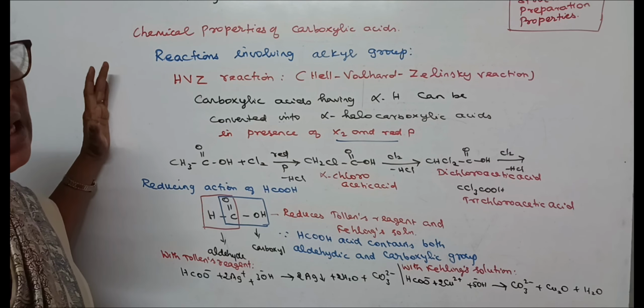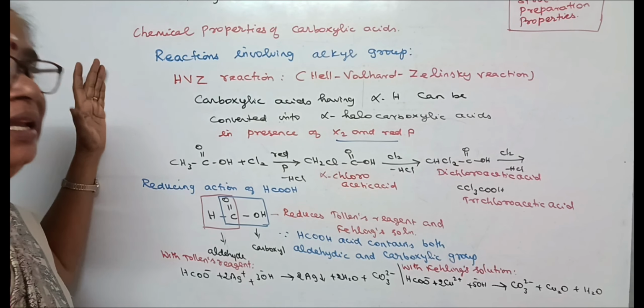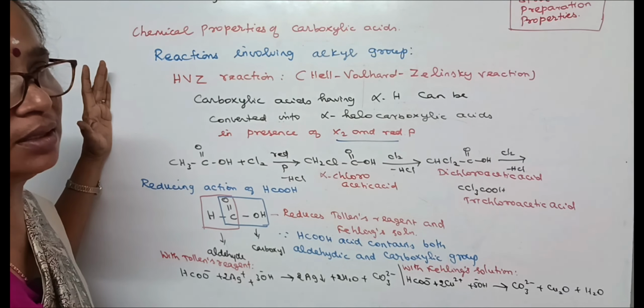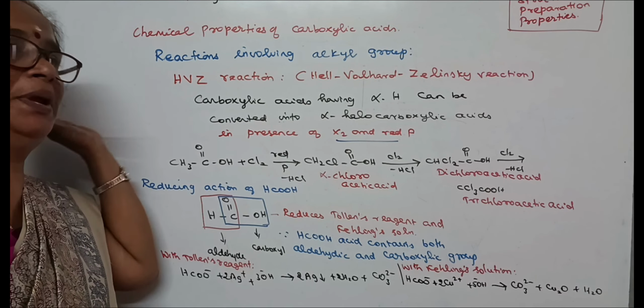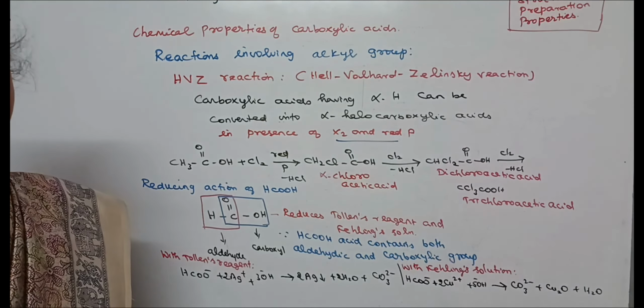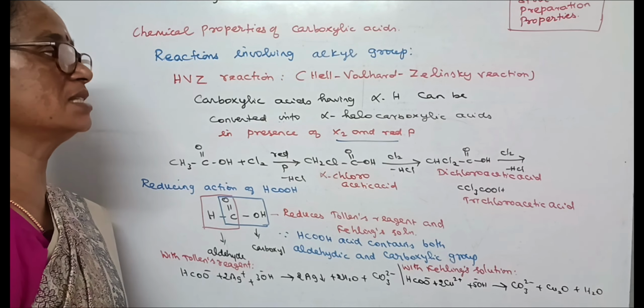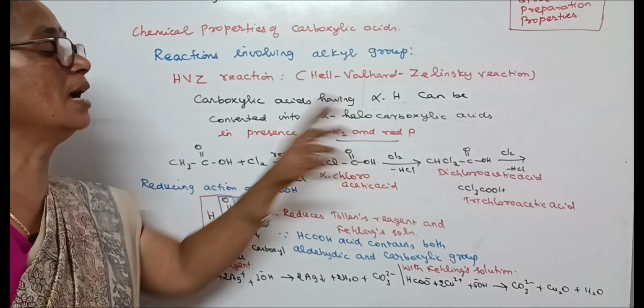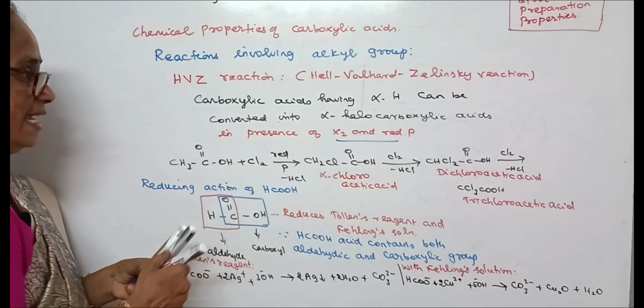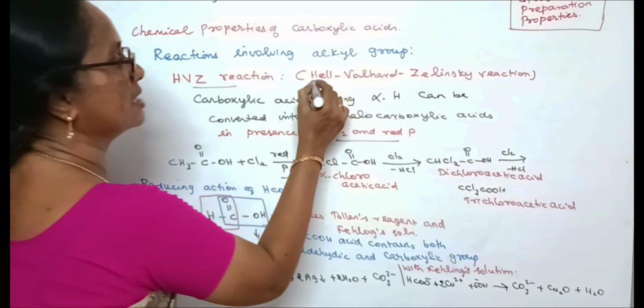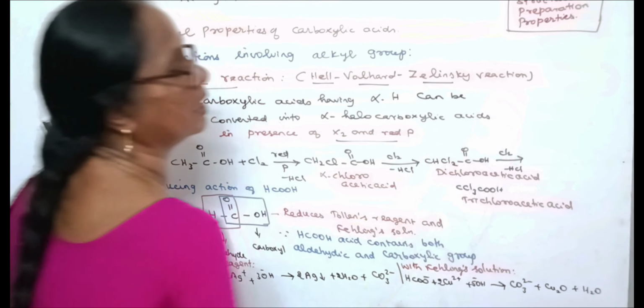Where the carboxylic acid contains an alpha carbon, the hydrogen present on the alpha carbon can be displaced by the halogen atom in presence of red phosphorus and halogen. This reaction is known as HVZ reaction, that is Hell-Volhard-Zelinsky reaction.